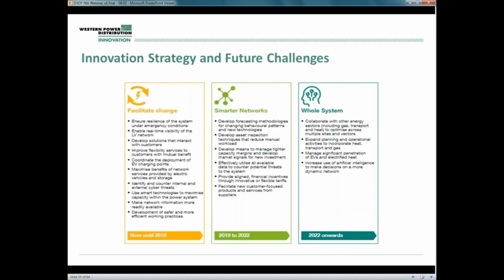And then touching specifically on the ENA future challenges around the 3 themes, put onto times: up to 2019, looking at facilitating change; 2019 to 2022, looking at smarter networks; and then concentrating on whole systems from 2022 out. So hopefully when I discuss in a little bit more detail the 4 project challenges, you'll see that lots of those are around facilitating change. So looking at how we develop solutions, interact with customers, EV charging requirements, and then specifically development of safer and more efficient working practices.